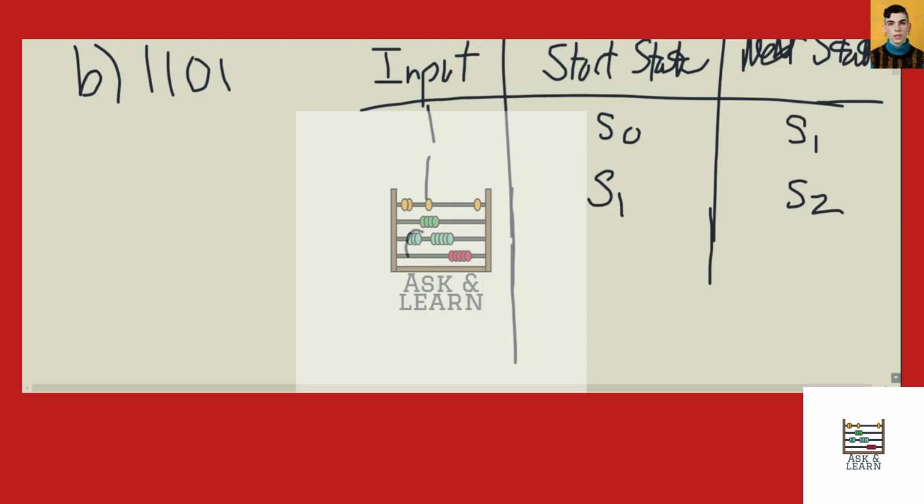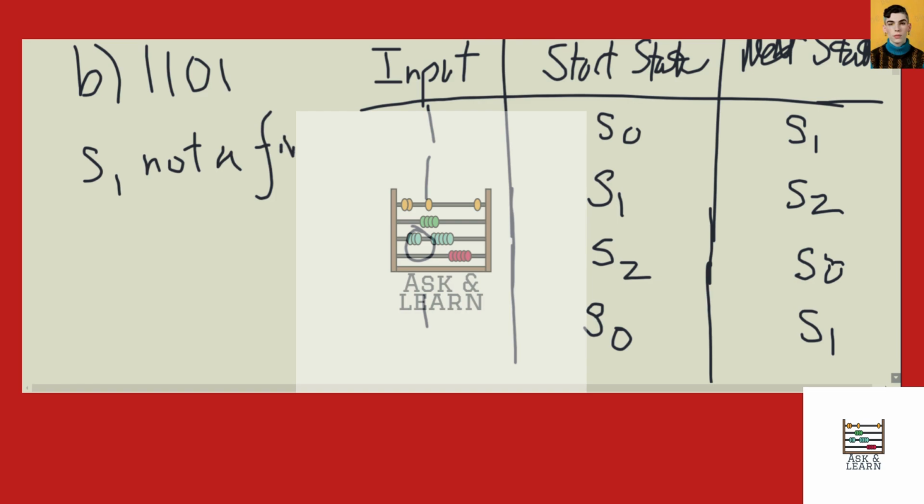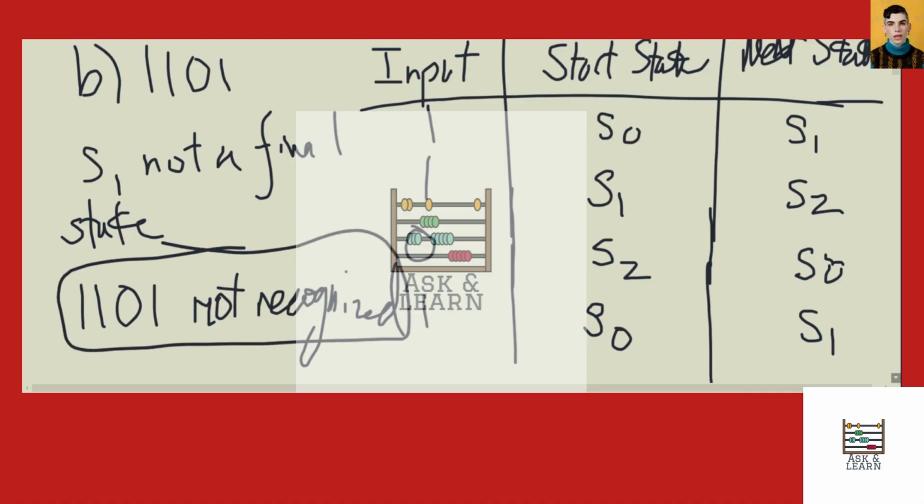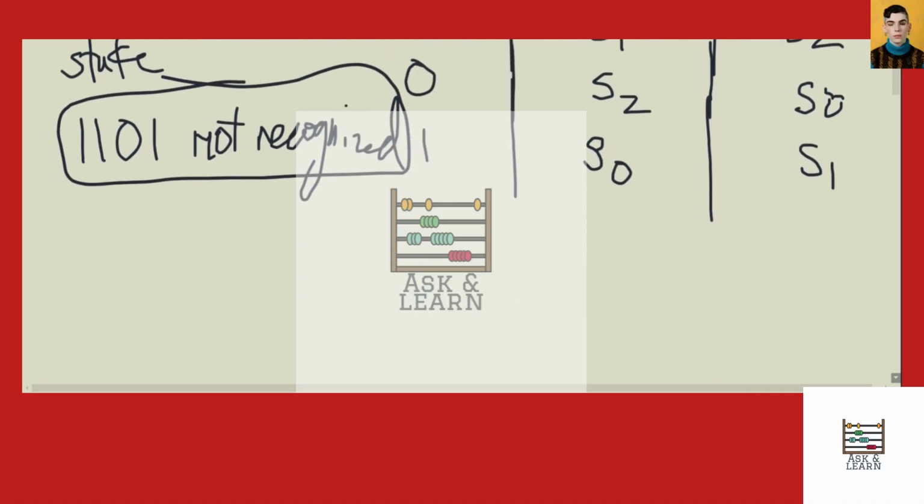The next input is a 0, starting at state S2, so the next state is S0. And the last input is a 1, starting at state S0, so the next state is S1. However, S1 is not a final state. So it follows that the string 1101 is not recognized by the automaton.